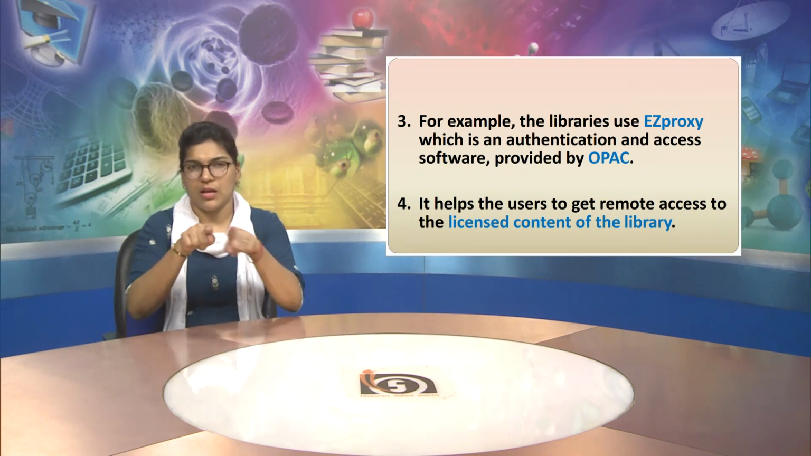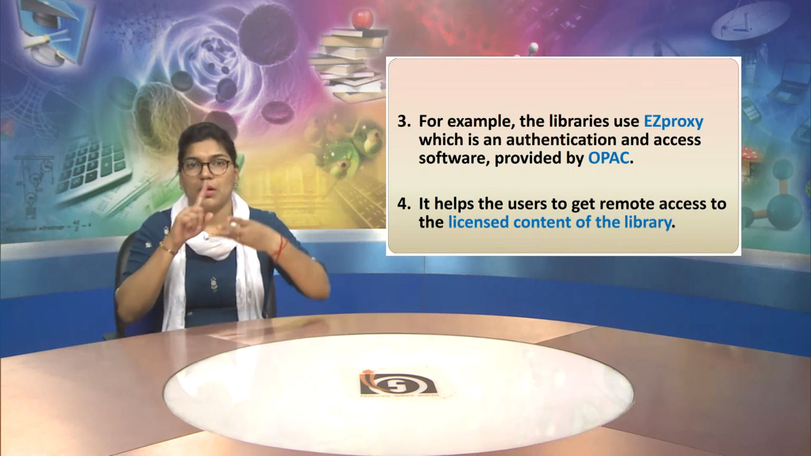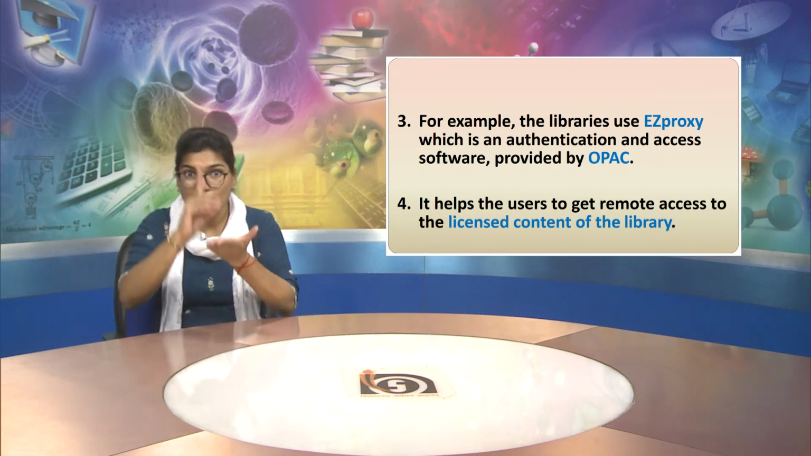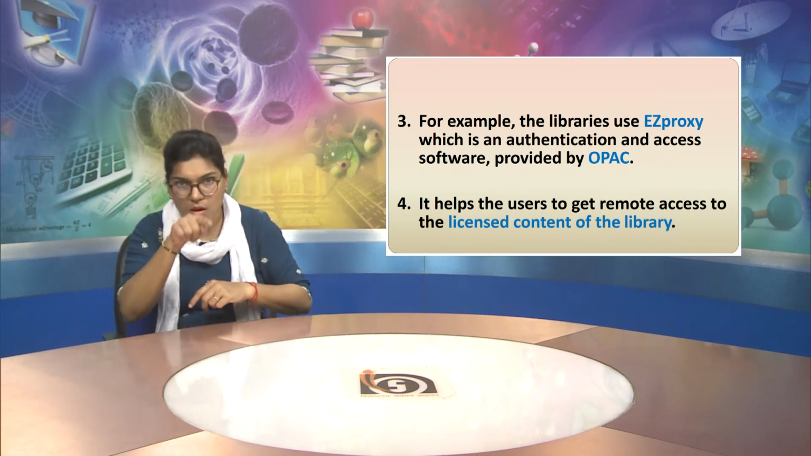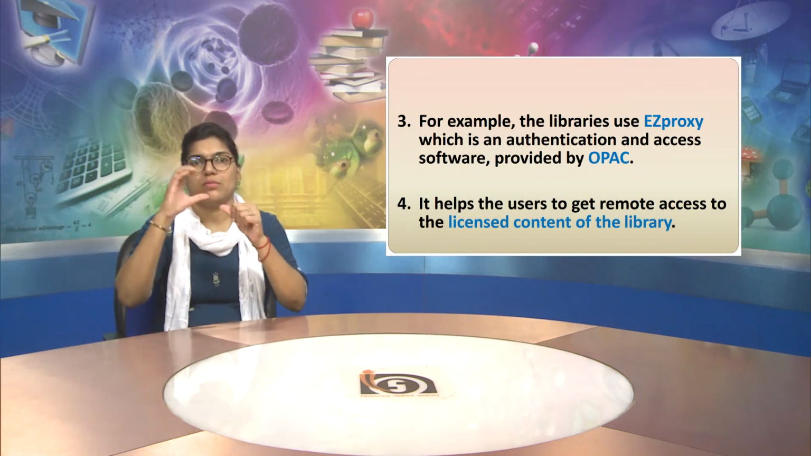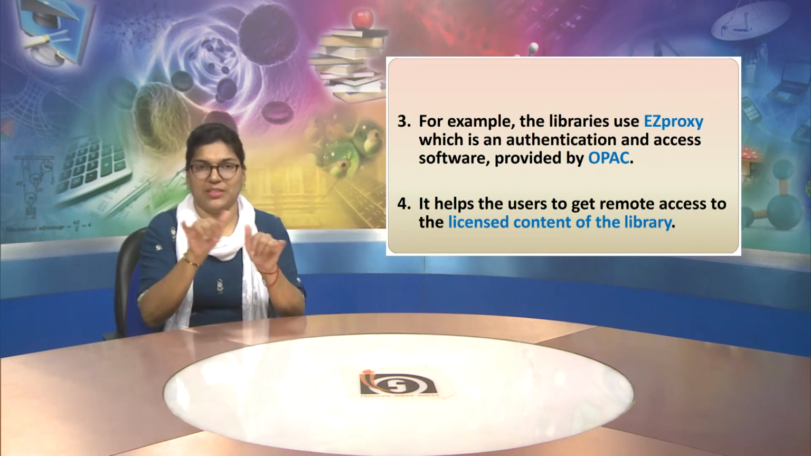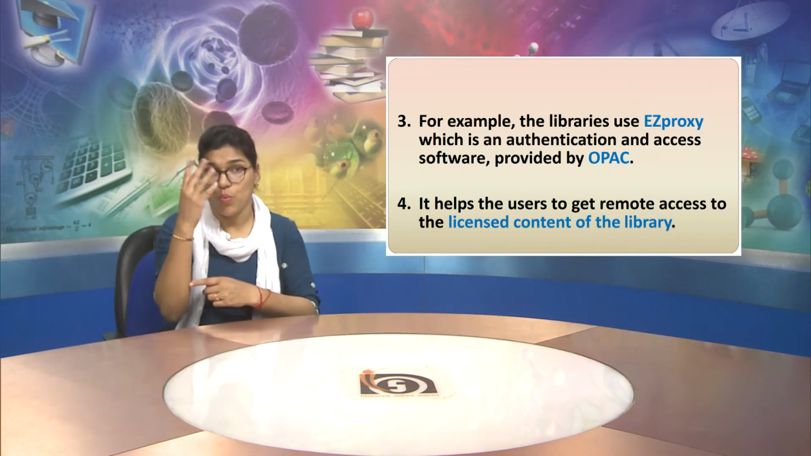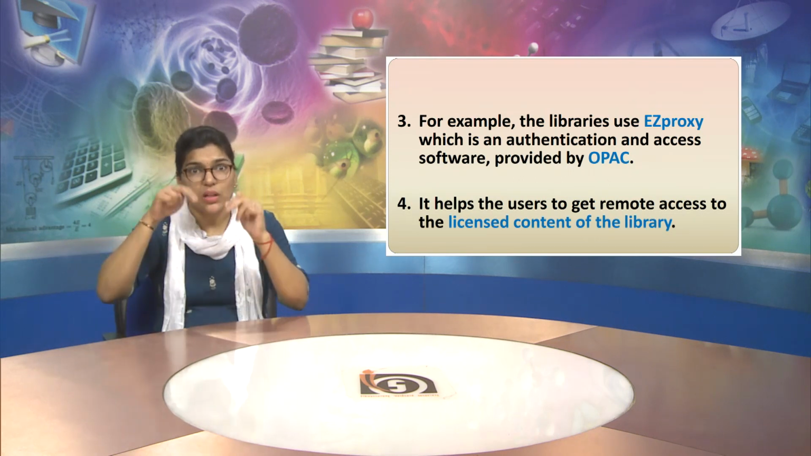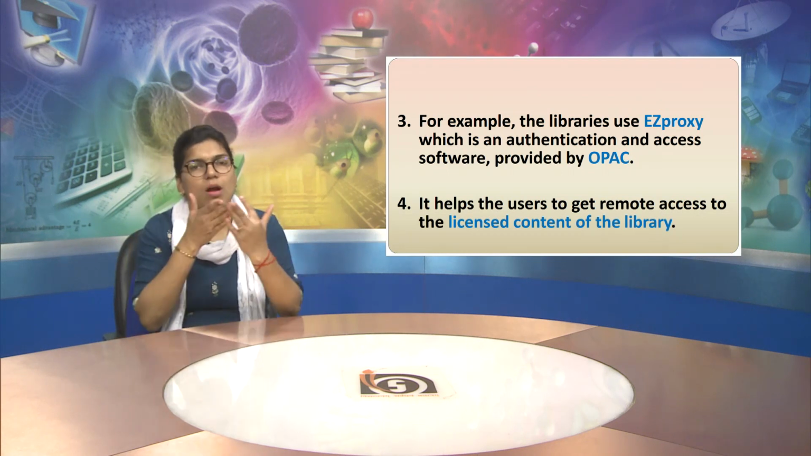Point 3. For example, the libraries use Edge Proxy. This is the name of the software, which is an authentication and accessible software provided by OPAC. Point 4. It helps the users to get remote access to the licensed content of the library.